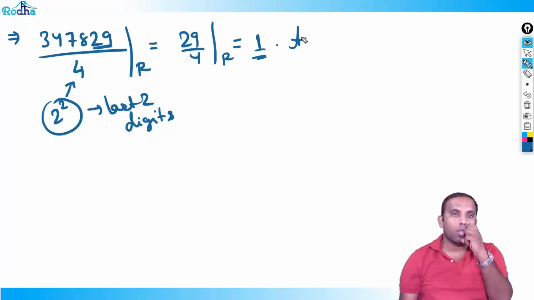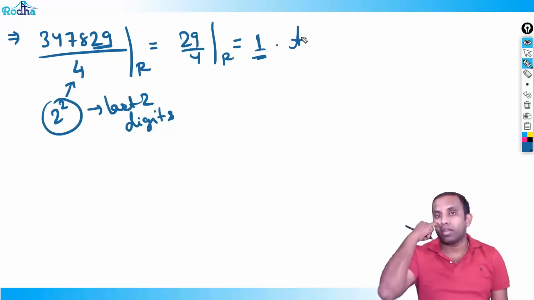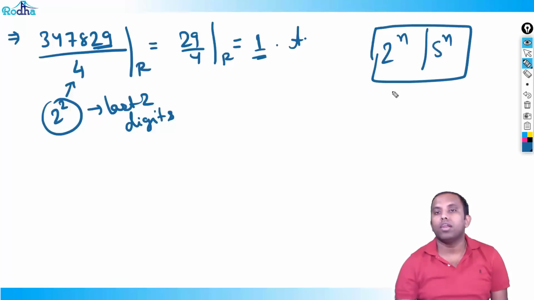So 3, 4, 7, 8, 2, 9 divided by 4, the remainder is 1. Because for 4, I just need to look at the last 2 digits, because 4 is 2 square. For any number of the form 2 raised to n and 5 raised to n, I have to only look at the last n digits for finding the remainder or divisibility rule.